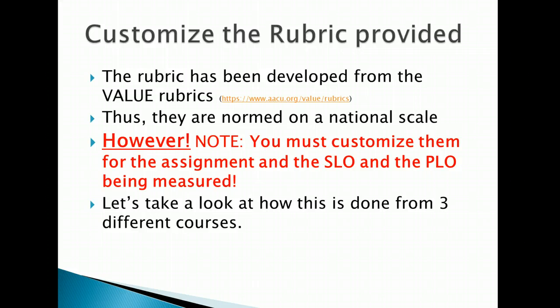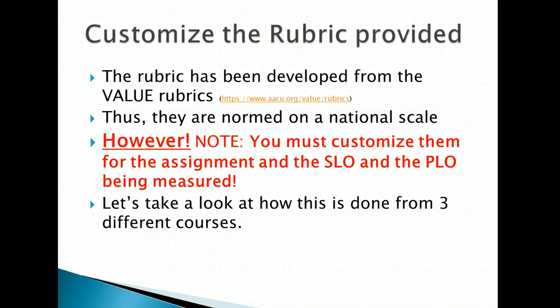You are going to be provided with new rubrics that have been developed from the VALUE rubrics. Customize the rubric that has been provided to you. These are normed on a national scale, and you must customize them for the assignment and the SLO and the PLO that's being measured. We're going to provide some examples here.